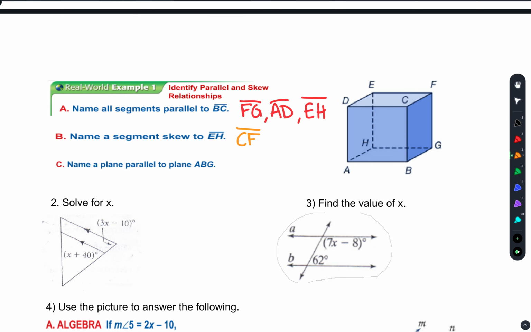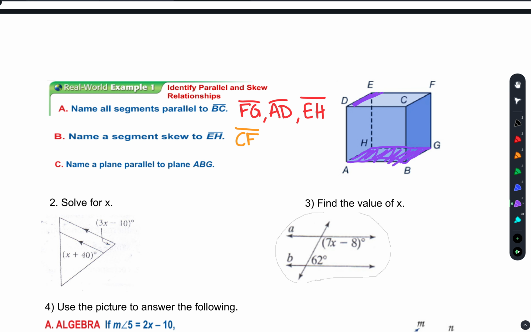Okay. A plane that is parallel to plane ABG. Here's plane ABG on the bottom. There's only one correct answer here. What plane is parallel to that bottom plane? Yeah, Anna. Perfect. This plane on the top.